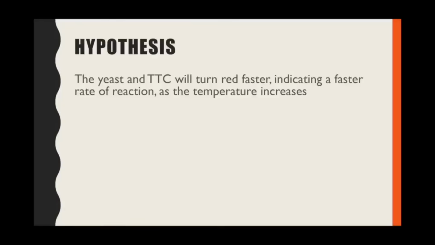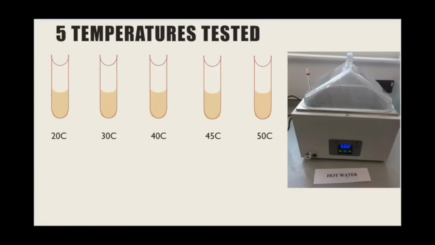So based on that background knowledge then, the prediction or hypothesis I'm going to go with is the yeast and TTC, so when we mix those together, will turn red faster, indicating a faster rate of reaction, as the temperature increases. So the way I'm going to experiment this is I'm going to use 5 temperatures, and I'm going to use these 5 here, 20 degrees C, 30, 40, 45, 50. And I'm going to control it by using thermostatic water baths. So setting the temperature of the water at 5 different temperatures and 5 different water baths.